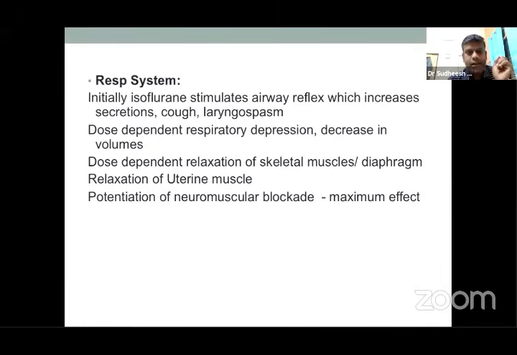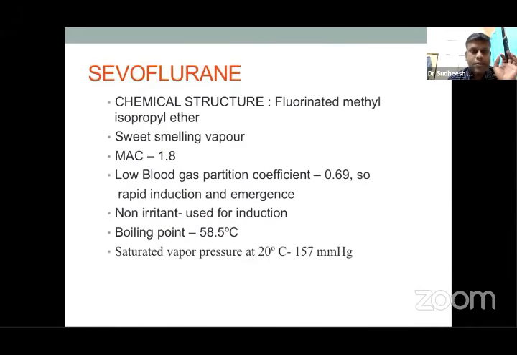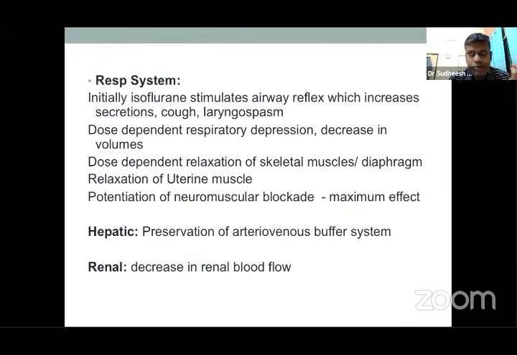Then it also causes relaxation of the uterine muscle like any other volatile agents. And it potentiates the effect of neuromuscular blocking agents. When compared to all other drugs, it has the maximum effect. And also not to forget its ability to trigger malignant hyperthermia. And with respect to the liver, it has preservation of the arteriovenous buffer system, as I discussed earlier. So this is one of the prominent effects of isoflurane when compared to other volatile agents. Coming to its uses, of course, it's used only as a maintenance agent. Coming to contraindications, generally it is contraindicated in malignant hyperthermia and in patients in whom there is severe myocardial depression.